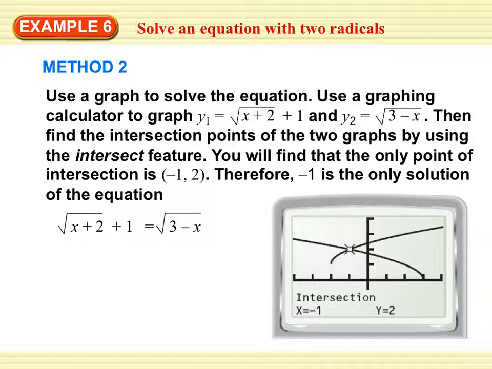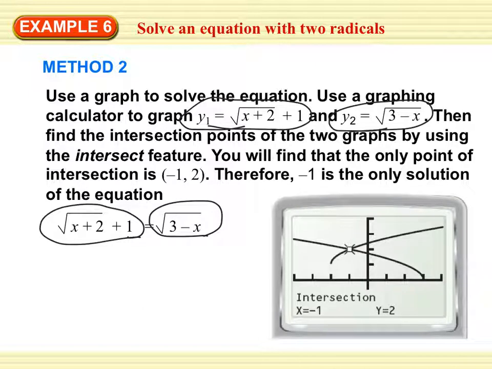Another way to do these, and you have to read through this. I didn't take a picture of my graphing calculator, but this is another way to go. Use a graph to solve the equation. Use a graphing calculator to graph the left side of the equation, this was our original equation, and the right side of the equation. So we would open up the y equals in our graphing calculator, type in one equation, and type in the other equation. Then you can find the intersection points of the two graphs by using the intersect feature. That is, if you hit second calc, and number 5 is intersect.